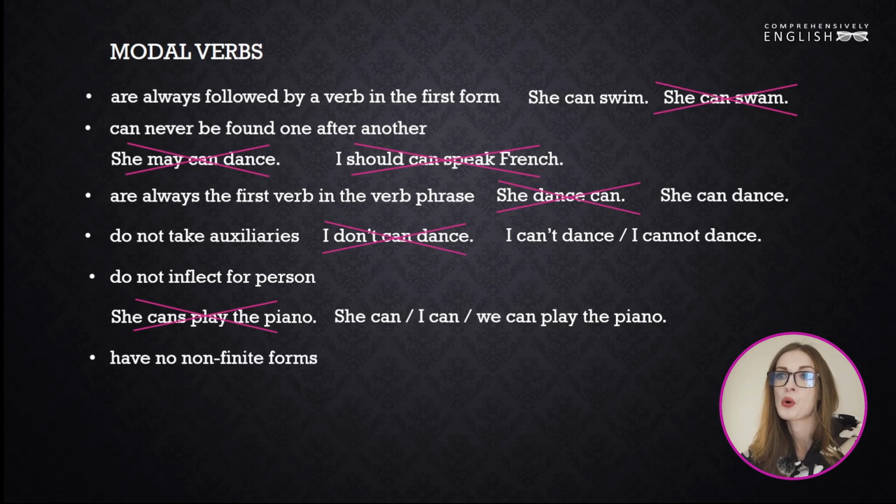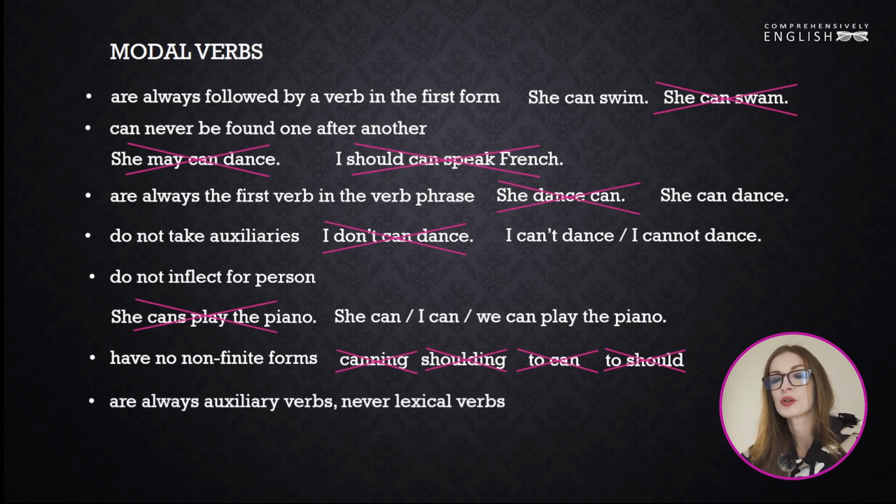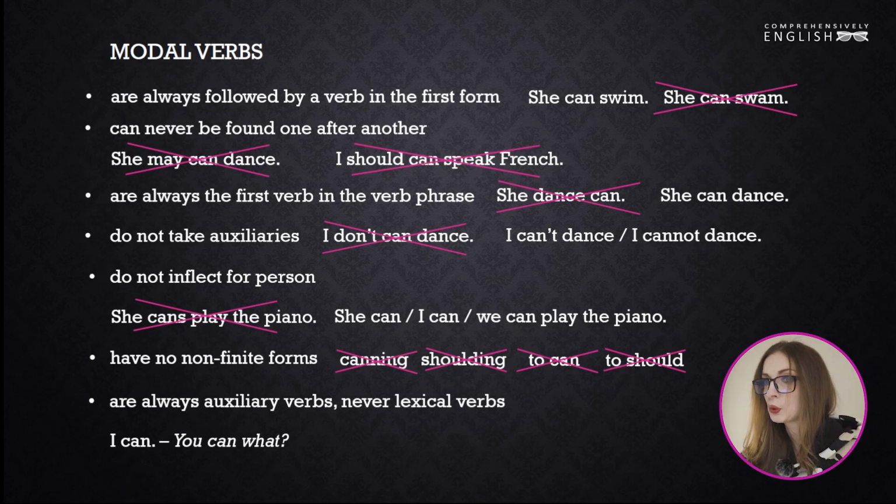Modal verbs have no non-finite forms. You cannot say "canning" or "shooting" or "to can" or "to shoot." Nothing like that is possible. And modal verbs are always auxiliary verbs, never lexical verbs. What does that mean? That when you say "I can," nobody understands what exactly is the thing that you can. You can what? So it's not enough just to use a modal verb. You also need a lexical verb that will identify an action. Okay? I can dance.